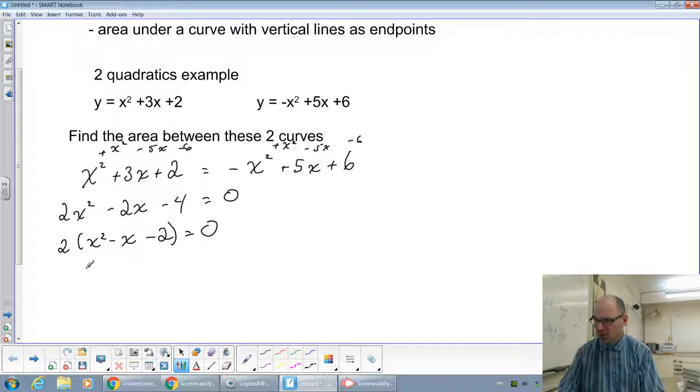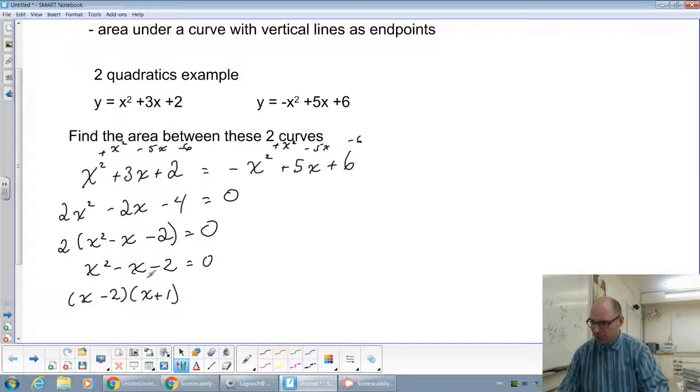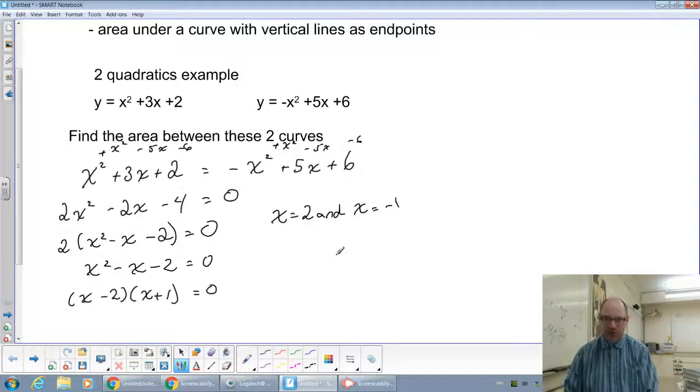Okay, divide the 2 out on both sides. When you divide 0 by 2, it's still 0, so that doesn't change anything. Factor it. x minus 2 times x plus 1. Adds to negative 1, multiplies to negative 2. So that means x is equal to 2 and x is equal to negative 1. So negative 1 and 2 are our two intersection points.